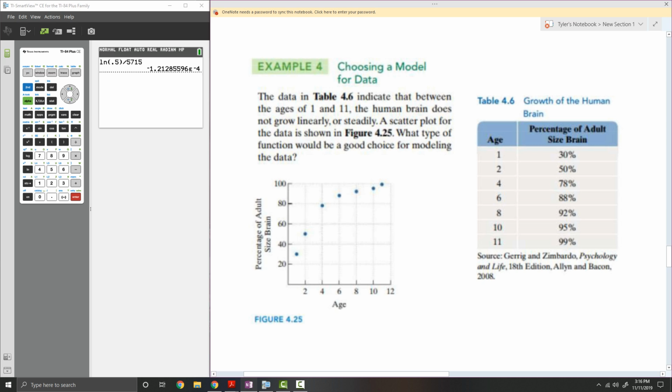One thing you want to notice about the shape is that we're increasing quickly, but then we kind of level off. This isn't ever going to be 100% or over 100%. It can't be. You can't have more than 100% of your adult brain. So here is going to be like a horizontal asymptote. So we have something that's increasing rapidly and then kind of leveling off.